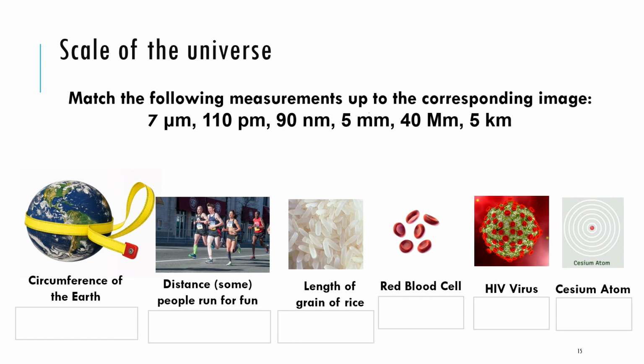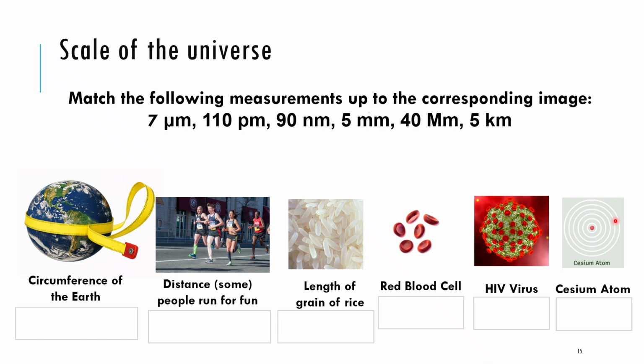Now let's try another practice problem. Match each measurement to the correct object. The measurements are 7 micrometers, 110 picometers, 90 nanometers, 5 millimeters, 40 megameters, and 5 kilometers. The objects are the circumference of the Earth, the distance some people run for fun, the length of a grain of rice, the size of a red blood cell, the size of an HIV virus, and the size of a cesium atom.